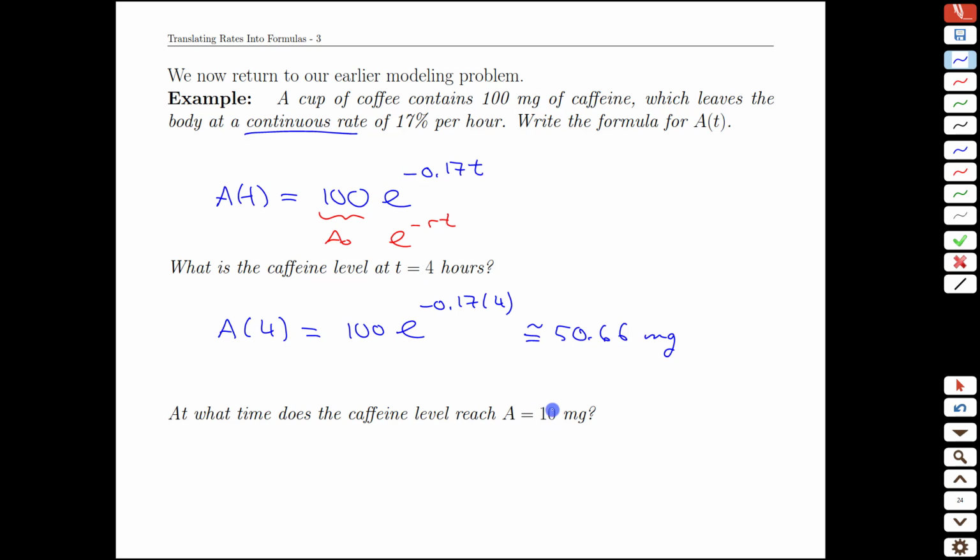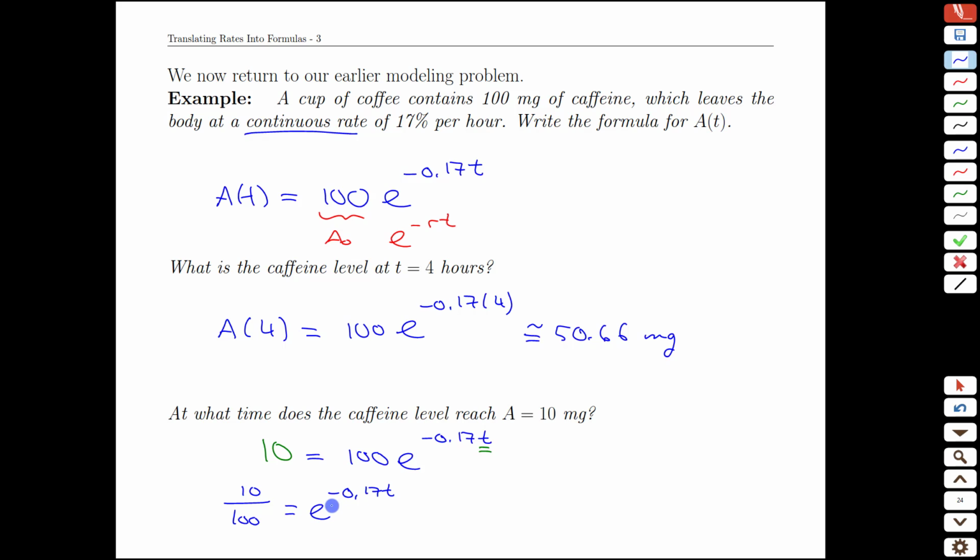How long does it take to get down to 10 milligrams? Well, there what we're going to do is set the A amount equal to 10, and that's going to equal our 100 times e to the negative 0.17t, and what we're looking for is that t value. So we'll have to do some solving in this case here. It's not quite as straightforward as the previous question, but it's not too bad.